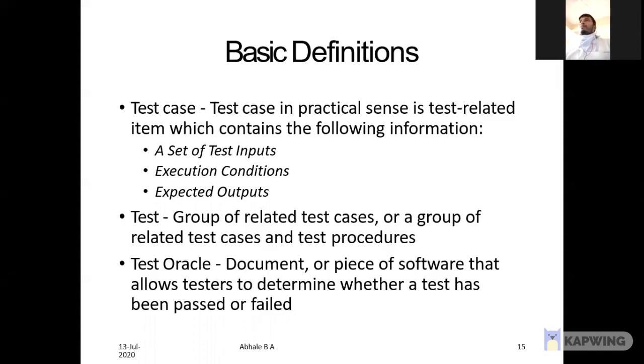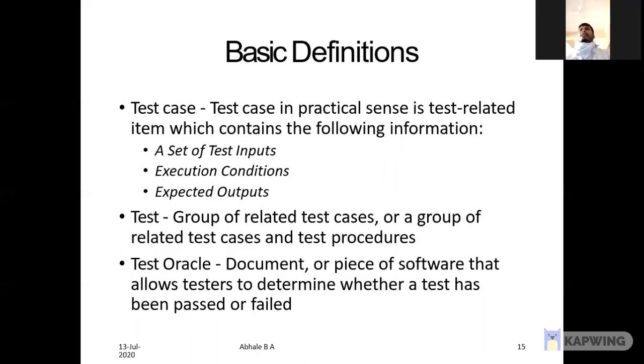Then expected output. If your username and password are correct, what will be the expected output? Test is pass, or successful login. If the username is wrong and password is correct, unsuccessful login. So these are the expected outputs. Then we are checking the expected and actual output. If both are the same, then the test result is pass. If the expected result and actual result are different, then we can say that the test is failed. So that is called a test case. Then test: a group of related test cases or a group of related test procedures is called a test.